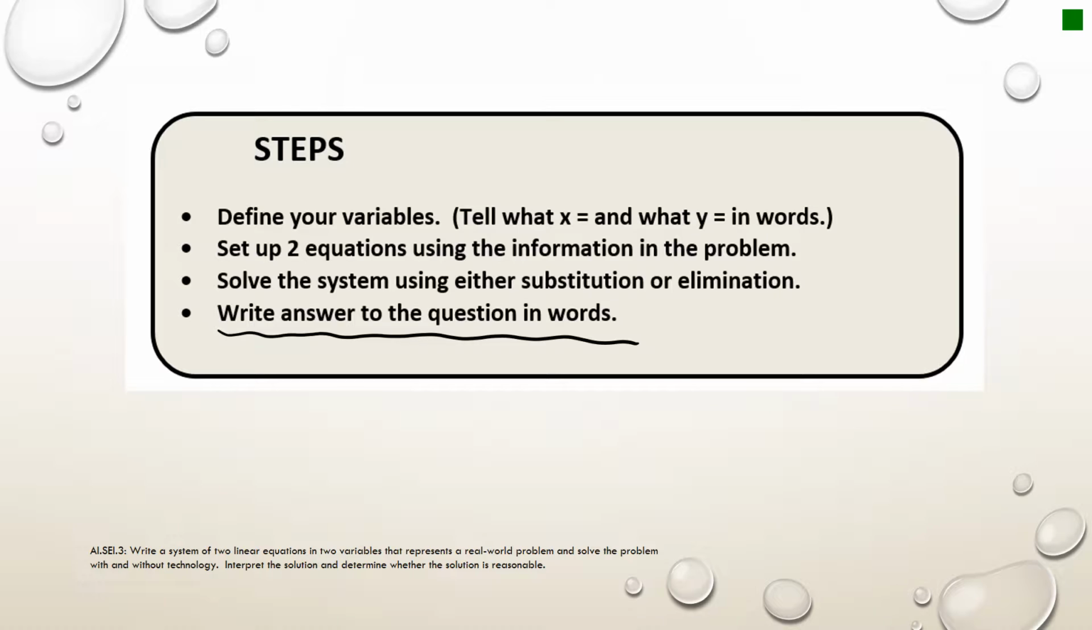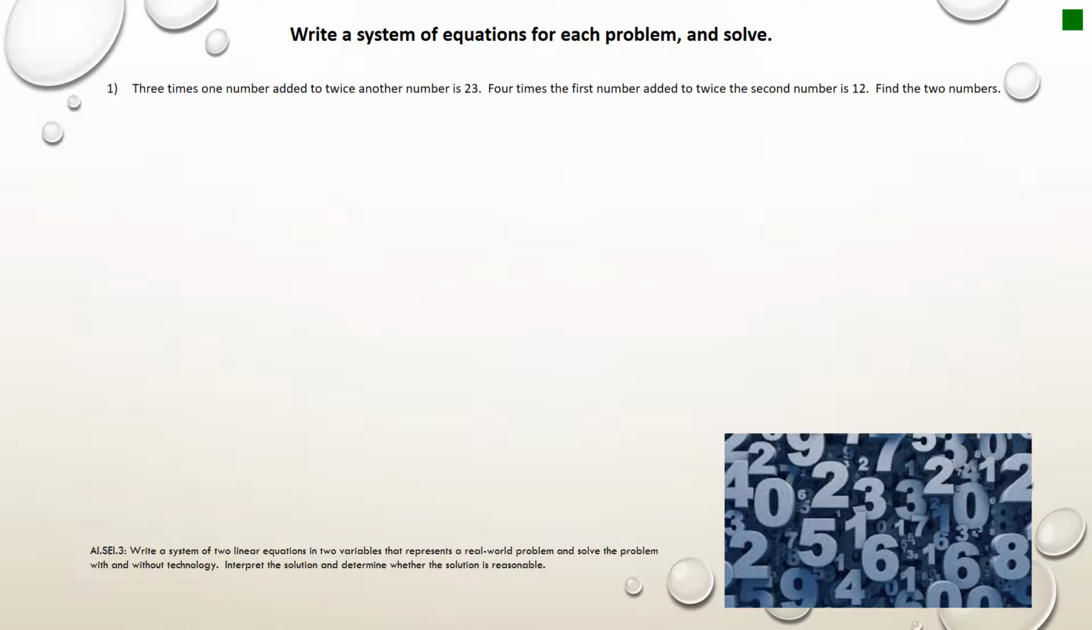Look at that, 2 slides down. Oh my goodness, read it very small. 3 times one number added to twice another number is 23. 4 times the first number added to twice the second number is 12. Here's where I start. Find the 2 numbers. Now, there are not obvious letters, so we're just going to let X equal the first number and Y equal the second number, okay?